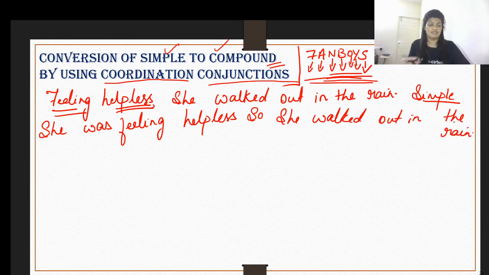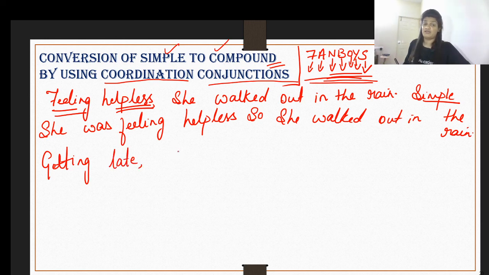All right, let me give you another example. That is, getting late. We used this as well previously, but I'm going to convert. Now we are converting this into compound. What we did earlier was we converted these statements into complex. Now we are converting these statements into compound. That is the reason I'm using the same examples and not taking any other examples. Getting late, she got into the elevator.